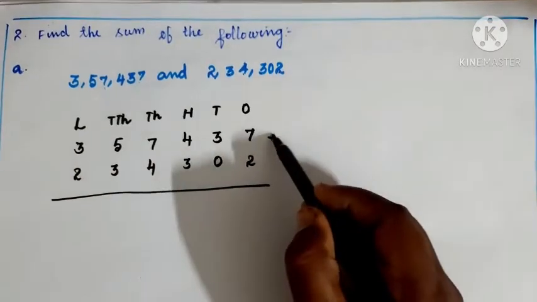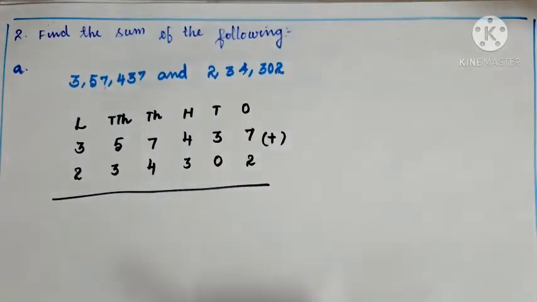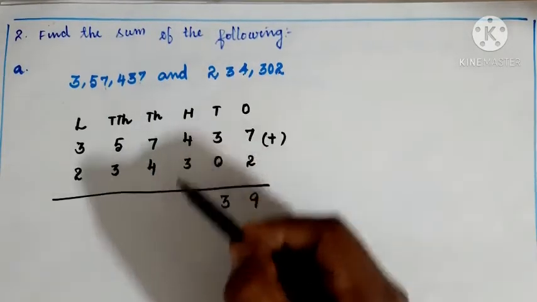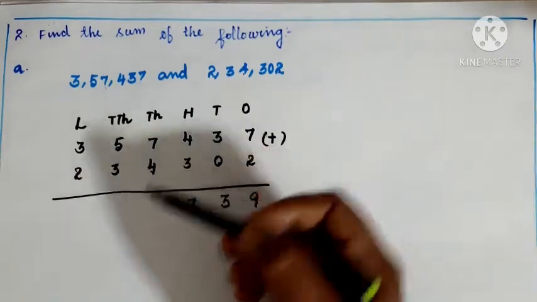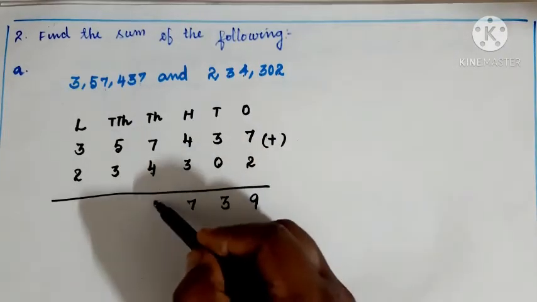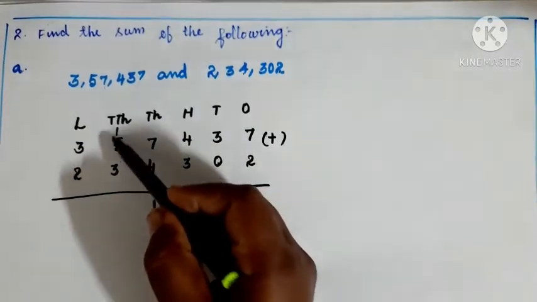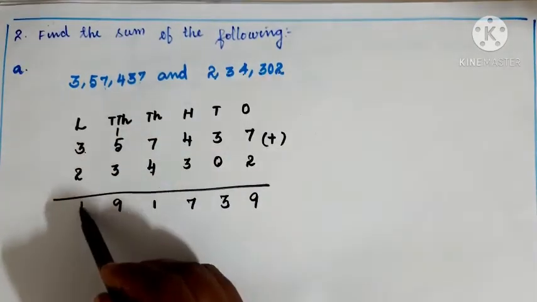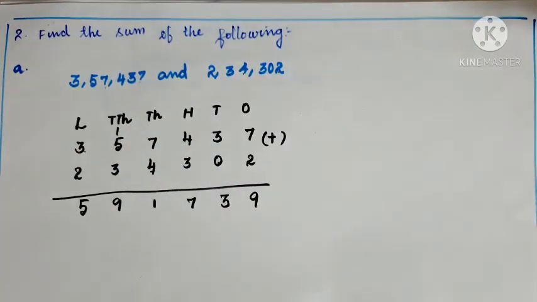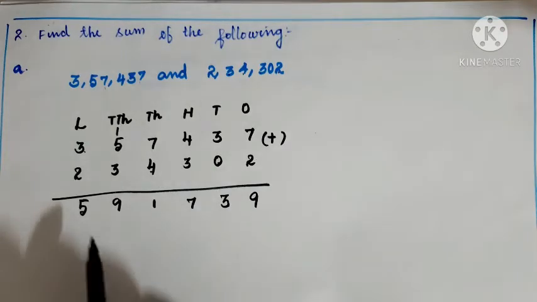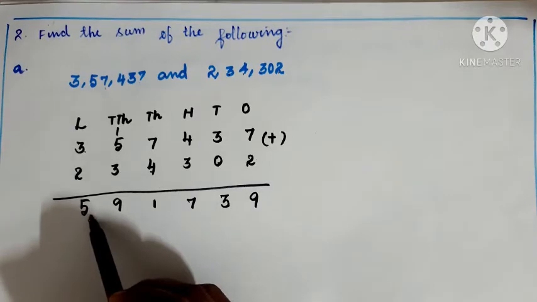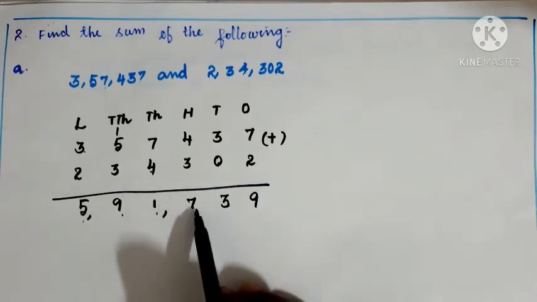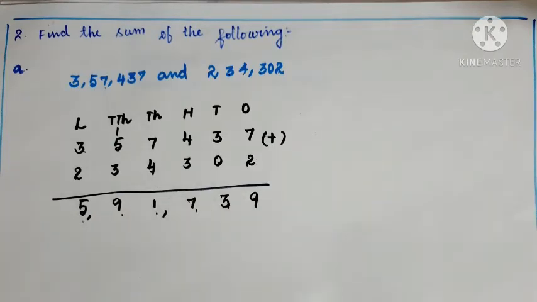Now we can add. Put the addition symbol. You can add easily. 7 plus 2 is 9. 3 plus 0 is 3. 4 plus 3 is 7. 7 plus 4 is 11. Isn't it? So carry over 1. 1 plus 5 is 6. 6 plus 3 is 9. 3 plus 2 is 5. Is it clear? Yes. So how will you read this number now? You can group it. So what is the answer? 5 lakh 91,739. Yes. Fine.